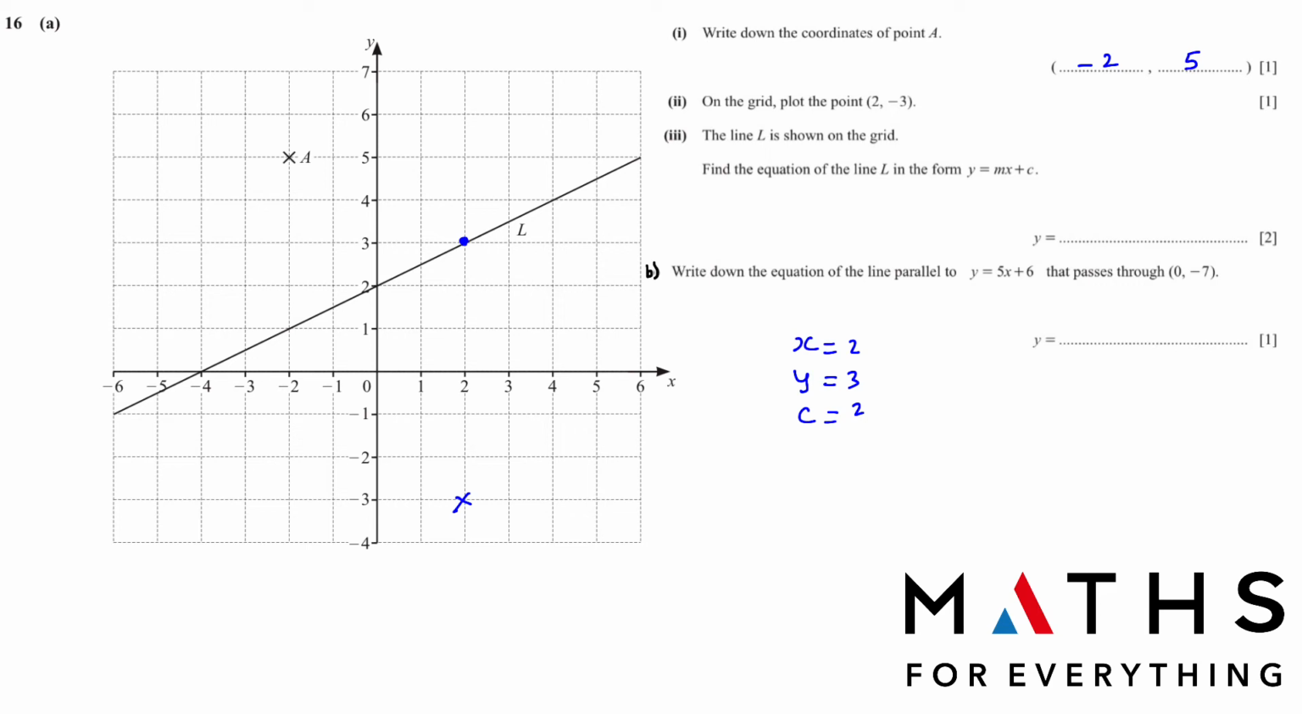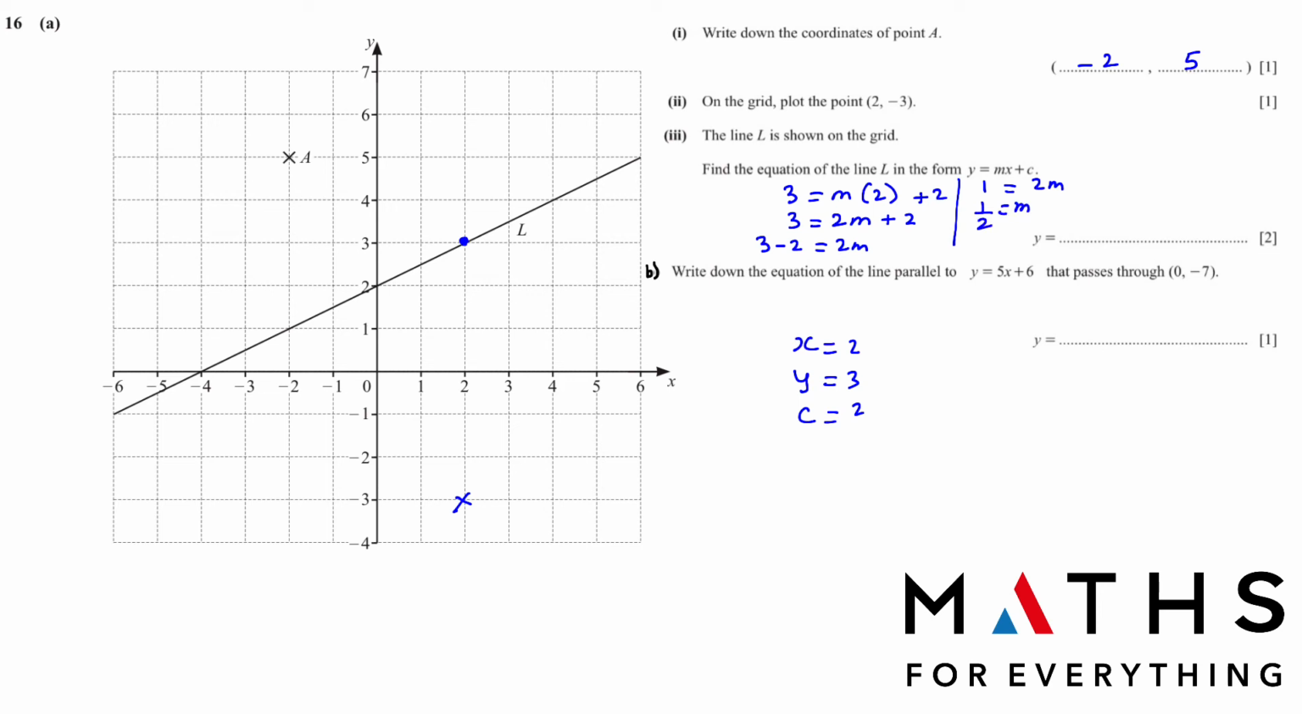I will replace this in the equation y equals mx plus c to find my m. So 3 is equal to m multiplied by 2 plus 2. This will give me 3 equals 2m plus 2. Shift the 2 to the other side, it will become -2. So that will be 3 minus 2, 1 equals 2m. 1 divided by 2 is half. So we found our m.